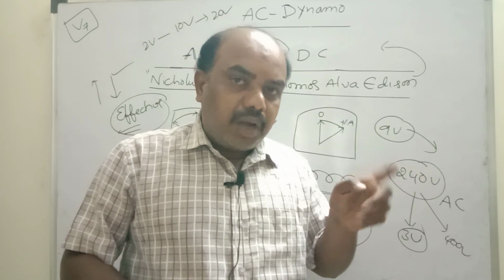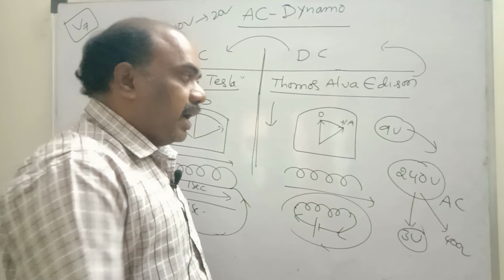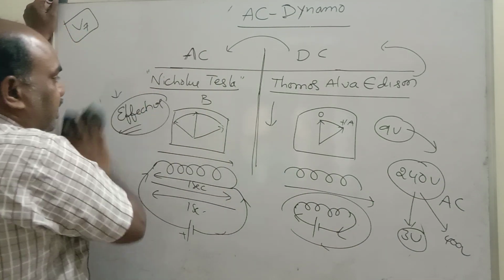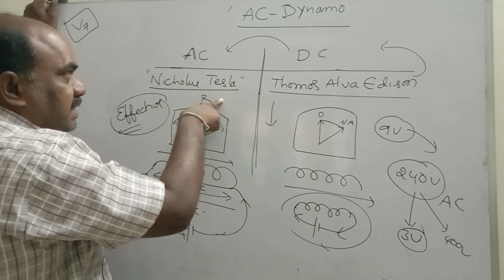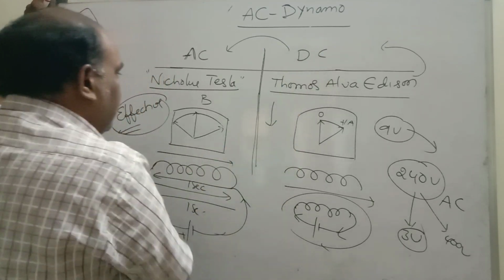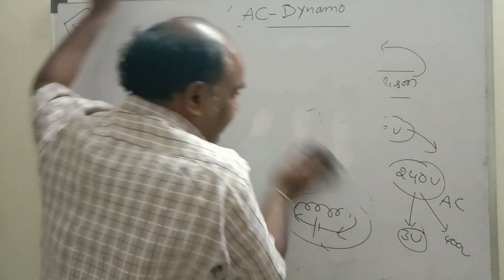A torchlight cell, an everyday battery, let us consider it provides 3 volt. Continuously it provides 3 volt only. You cannot increase or decrease it. That is the advantage of AC. So AC is very powerful. Nikola Tesla invented alternating current, whereas Thomas Alva Edison invented direct current. Now we will see AC dynamo.